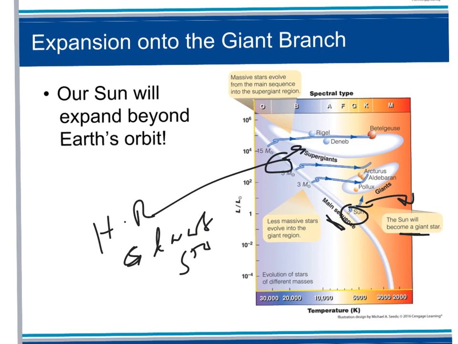So less massive stars evolve into the giant region, and that's what the sun is. It's not that massive. And the ones that are more massive than the sun, so 3 times the mass of the sun, and then the ones here that are 5 times the mass of the sun, 15 times the mass of the sun, they all become supergiants. So the sun's going to become a giant star, and the ones down here will become either a giant star or stay as a brown dwarf.